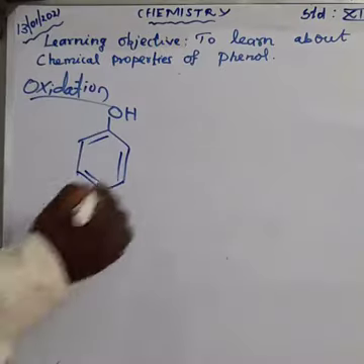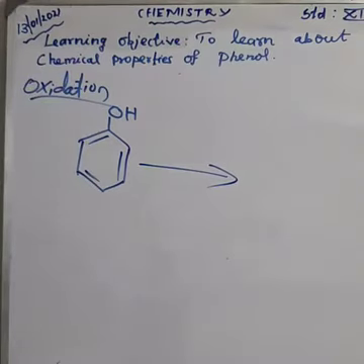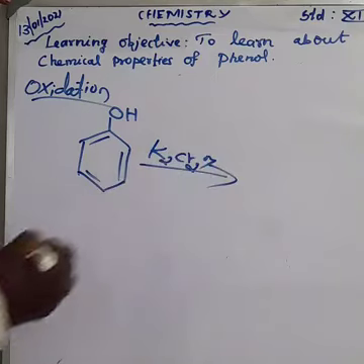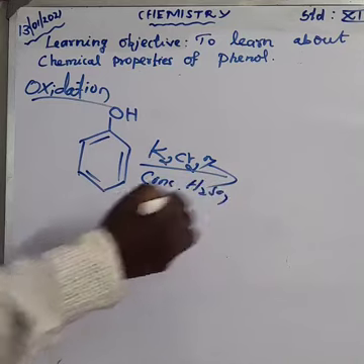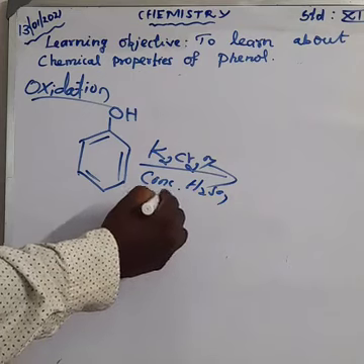This phenol reacts and undergoes oxidation with potassium dichromate. In the previous video I told you many times about the formulas of potassium permanganate and potassium dichromate. What is the formula for potassium dichromate? K2Cr2O7. Don't forget that. Acidified potassium dichromate, K2Cr2O7, and concentrated sulfuric acid. We are adding oxidation.